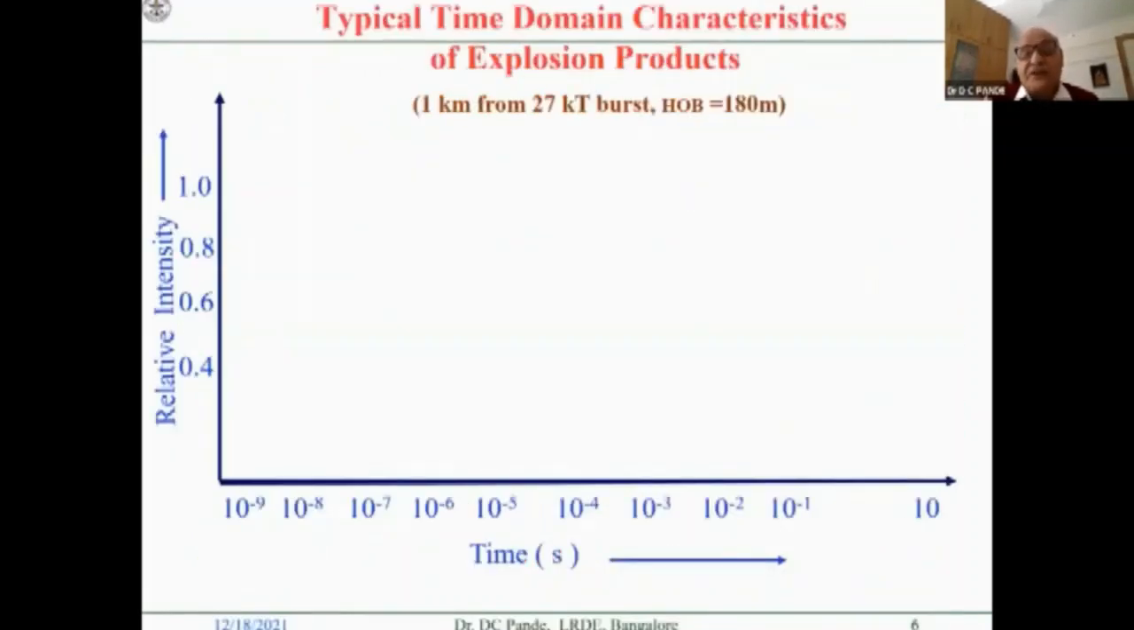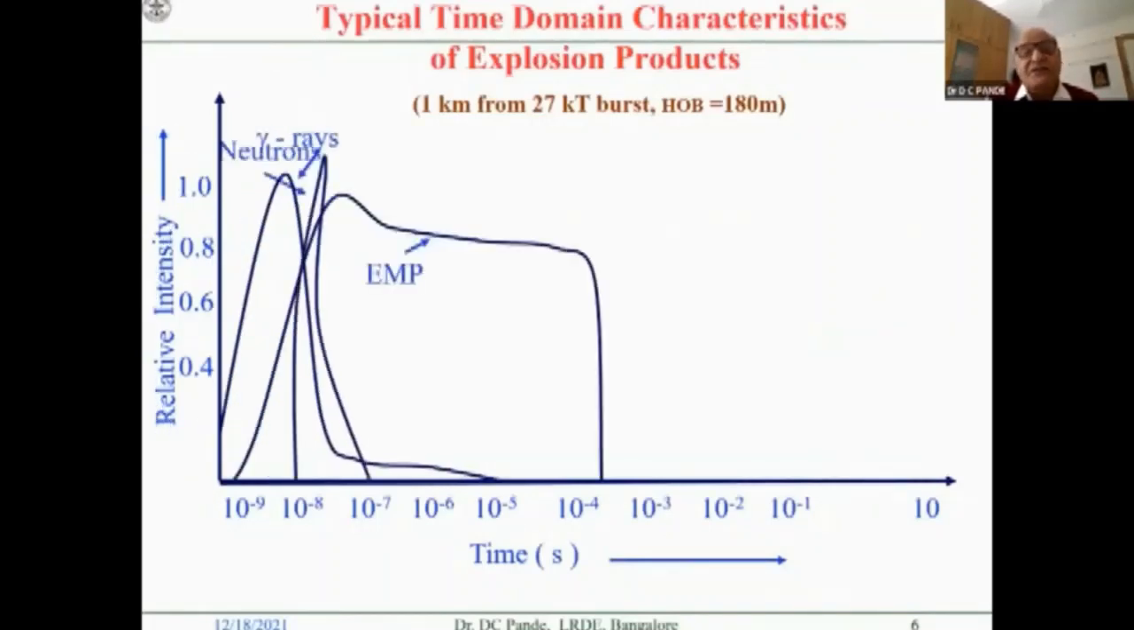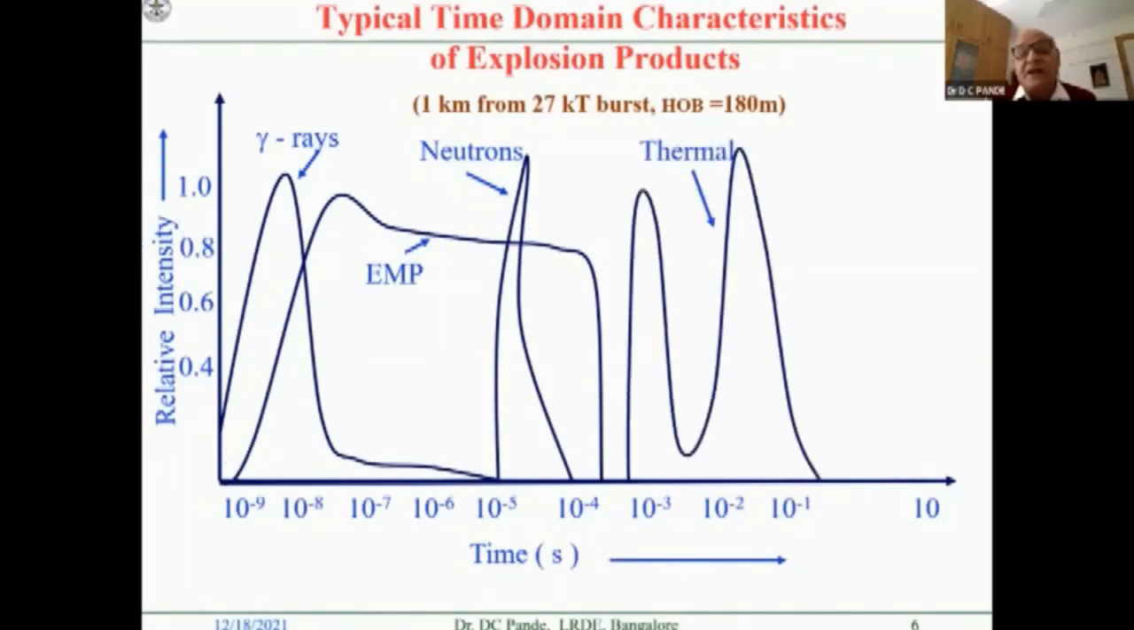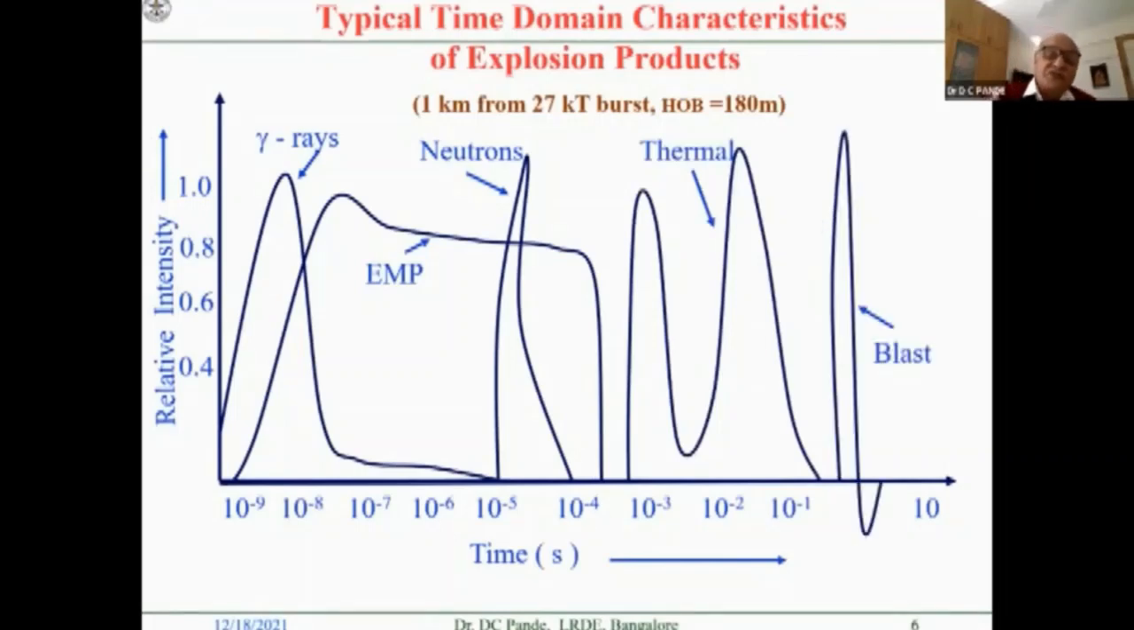Now, when the detonation takes place, what comes first? The first thing that comes is the gamma radiation. This gamma radiation interacts with the environment, and then comes the nuclear electromagnetic pulse. Then come the neutrons, in the microsecond to millisecond time. Then comes the thermal radiation, in the millisecond to fraction of a second. And then comes the blast or shock wave. This is the timing in which these things come.